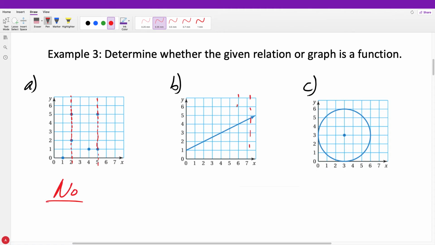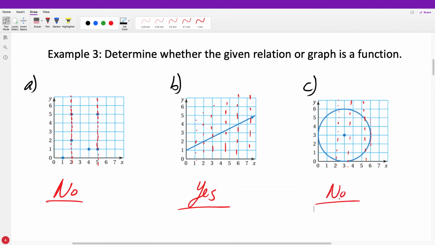For this one, no matter where I draw my vertical lines, it's never going to intersect my graph at more than 1 point. So yes, this is a function because at no point does that vertical line intersect it at more than one. And here for this circle, every single point except for this one point there that barely touches the circle, every other vertical line is going to intersect our circle at more than 1 point. So this one fails our vertical line test, and no, it is not a function.